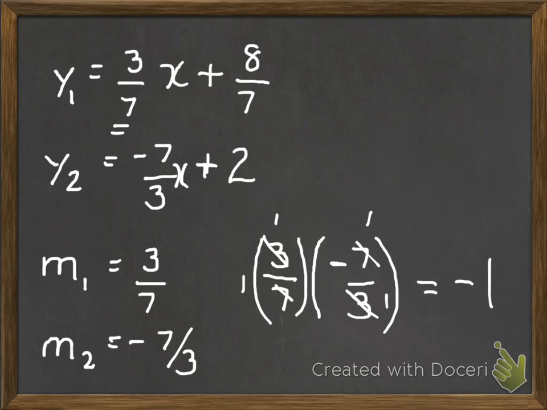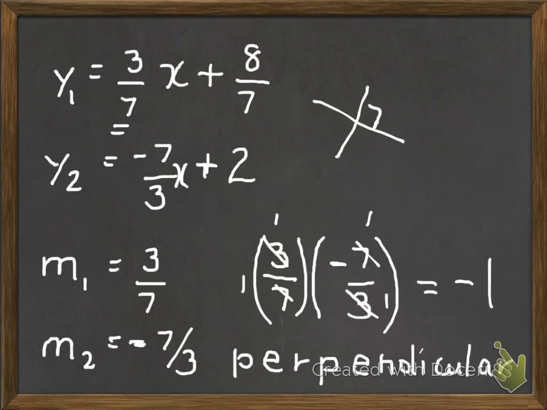If you look at them carefully, m sub 2 is just m sub 1 flipped upside down with the opposite sign. That makes them negative reciprocals of each other. Whenever they're negative reciprocals of each other, that means that the two lines are perpendicular. So that is our answer, perpendicular. It means they're at right angles to each other. So when two lines are perpendicular, their slopes will be negative reciprocals of each other.